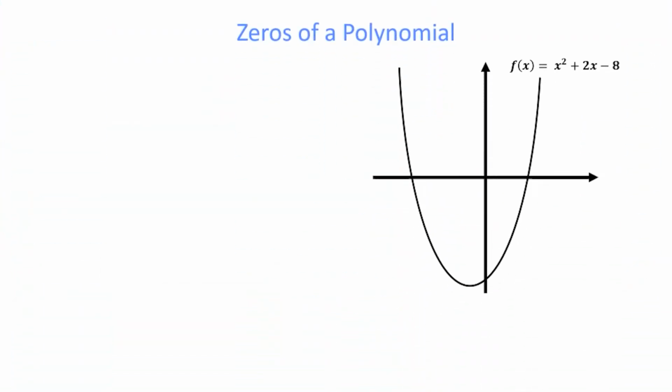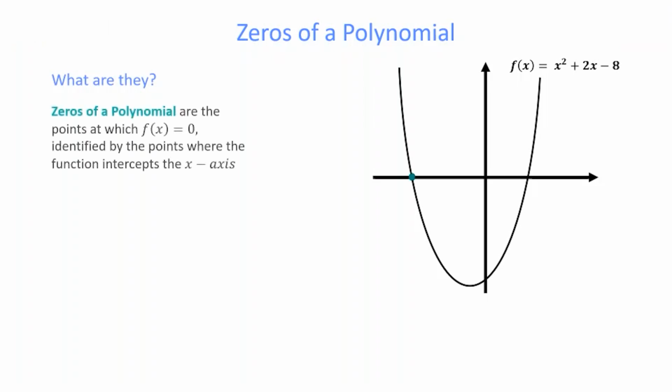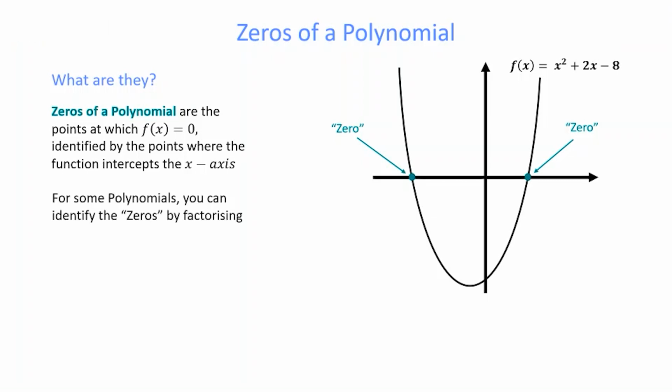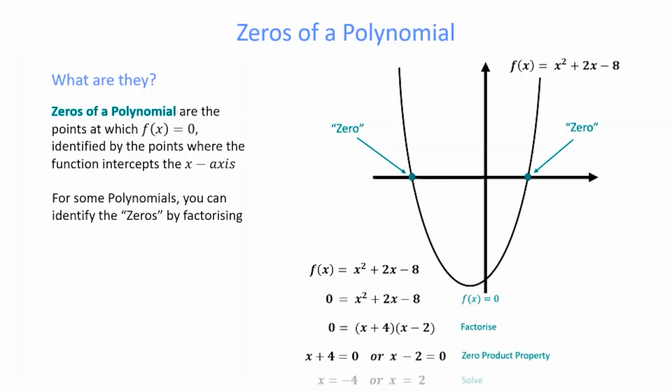Zeros of a polynomial. Zeros of a polynomial are the points at which f of x equals 0, identified by the points where the function intercepts the x-axis. For some polynomials, you could identify the zeros by factorizing. For example, f of x equals x squared plus 2x minus 8. We let f of x equals 0, factorize, and then we find that x equals minus 4 or x equals 2.